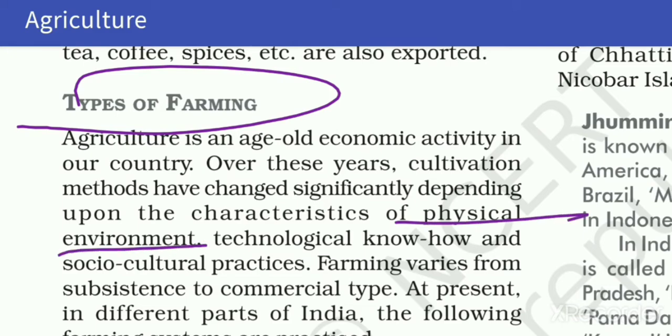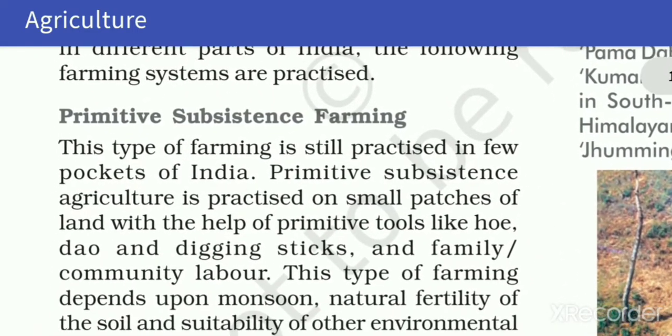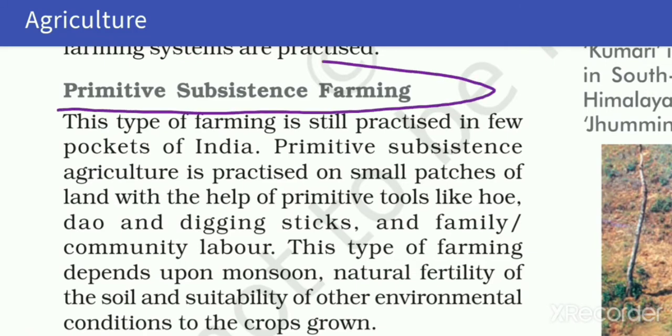Physical environment means land, air, water and other natural resources. Then technological know-how means the practical knowledge or skill of technology, and socio culture practices. So let us see what kind of farming is being practiced in different parts of India. The first one is primitive subsistence farming.